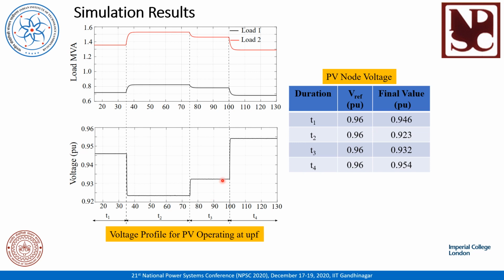In the next phase, both the loads L1 and L2 are decreased a little. Therefore, the voltage of the PV node is increased to 0.932 per unit from its previous value. And finally, in the T4 phase, the load demand of both the loads is further decreased and therefore the final value of the PV node voltage settles to 0.954 per unit.